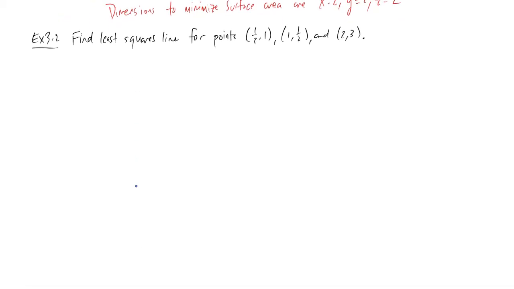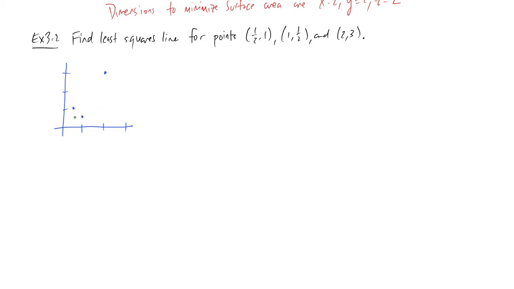Okay, so let's look at another example. We're going to find the least squares line for the points (1/2, 1), (1, 1/2), and (2, 3). So let me draw a picture of these points. (1/2, 1) is here, (1, 1/2) is there, (2, 3) is here.